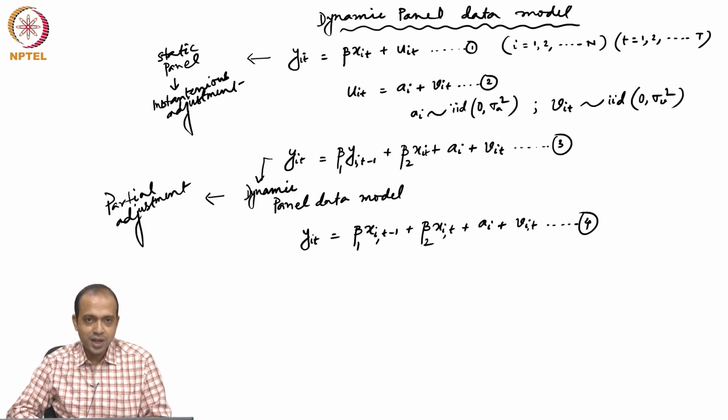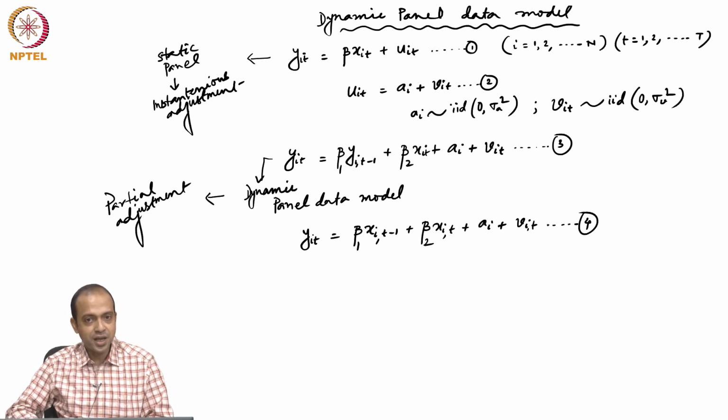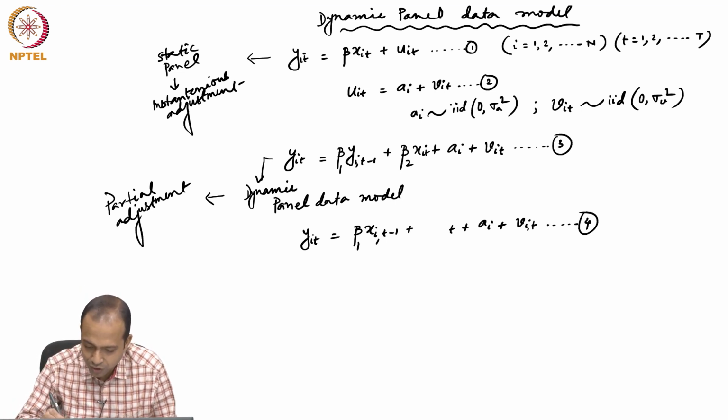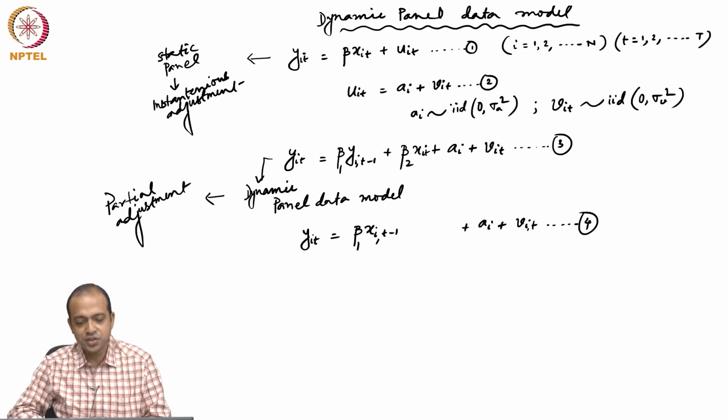Now, by introducing lagged value of the independent variable, do you think I have introduced dynamism in the system? Actually, the answer is no, because whatever happens to x in the previous period's xi value, yit will adjust in the same period. So, you can remove this xit also from the model, and simply say yit equals beta 1 xit minus 1 plus ai plus vit.